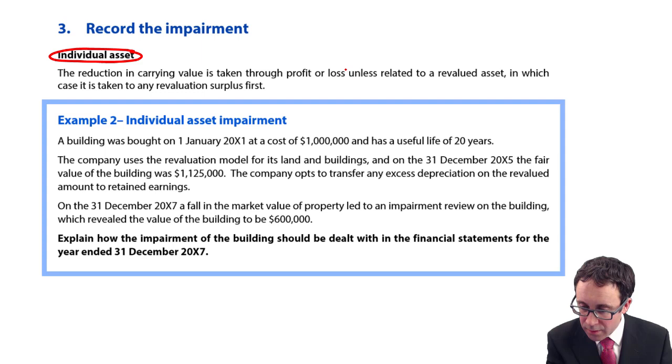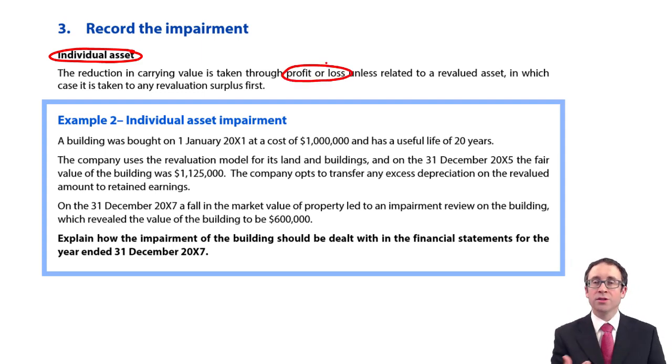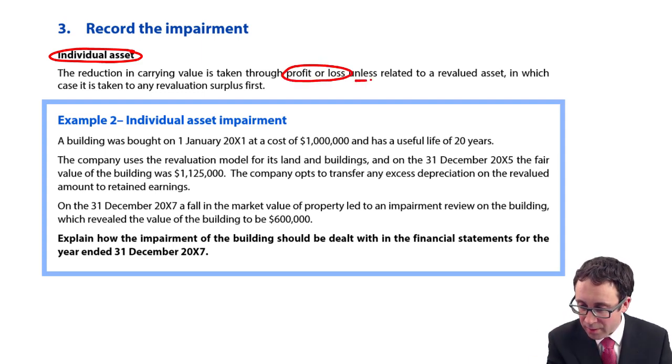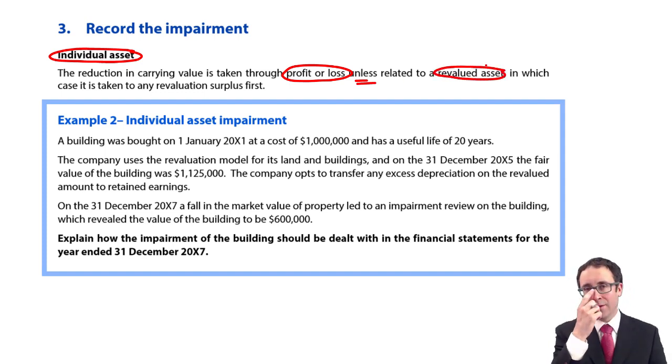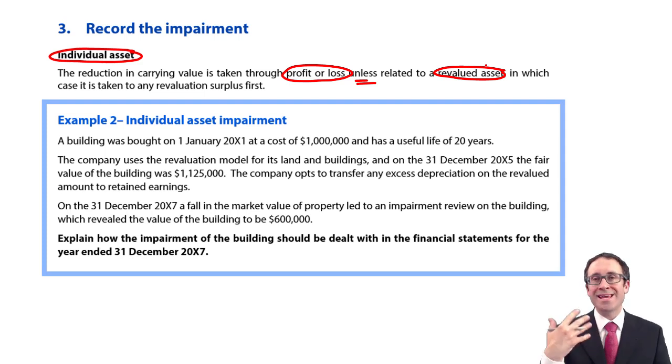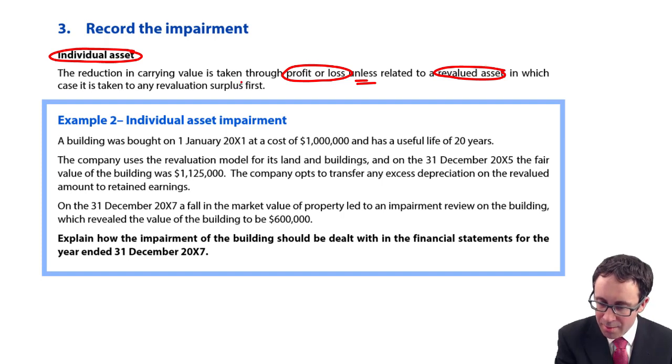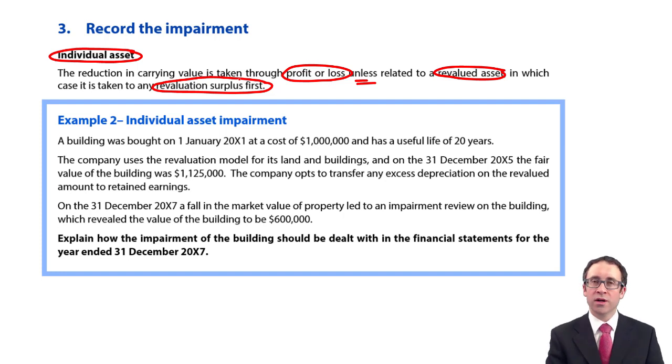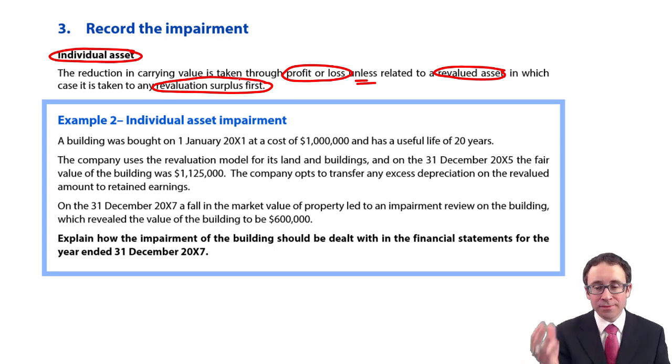Well, first of all, any impairment will go to profit or loss unless, however, it is a revalued asset. If you've revalued the asset previously, there will be a gain stored up within reserves. So therefore, any impairment would eat into that revaluation surplus first. If we exhaust the revaluation surplus, then any extra impairment would then go through profit or loss. Okay, that's it. That's the rule. What about the application? What have we got?